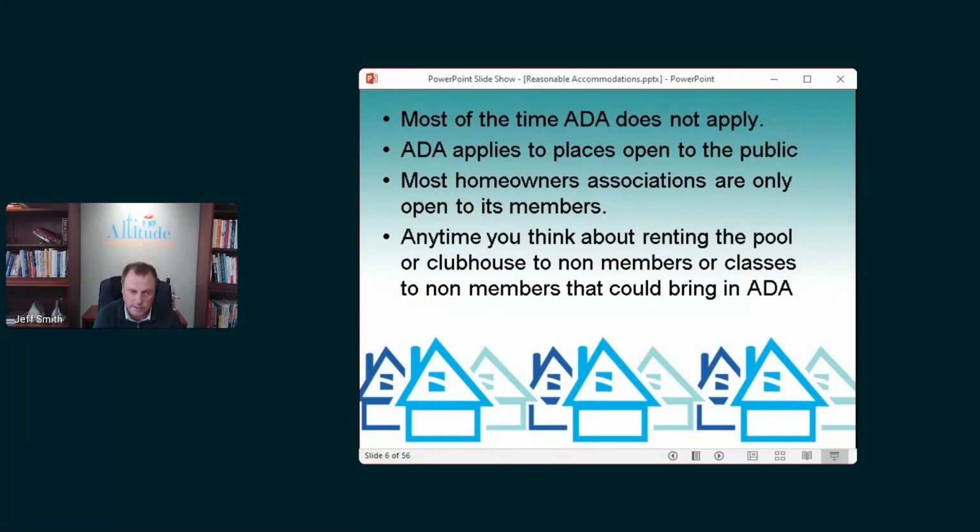So if you're thinking about those things, make sure you reach out to your attorney and make sure that this is okay, that you don't need to pick up any additional insurance, and that there don't need to be changes to the pool to be ADA compliant, things along those lines. You don't want to rent it out and then deal with this on the back end, because that can be an absolute nightmare.